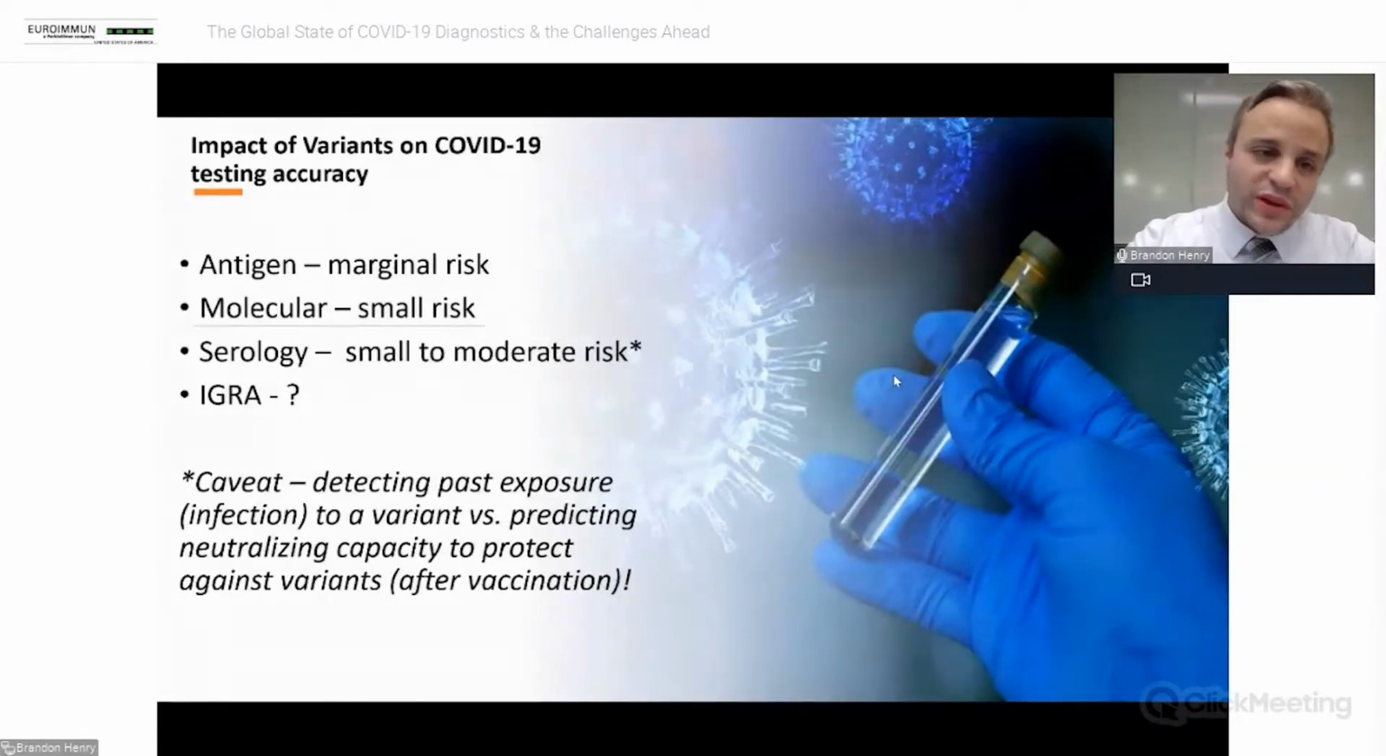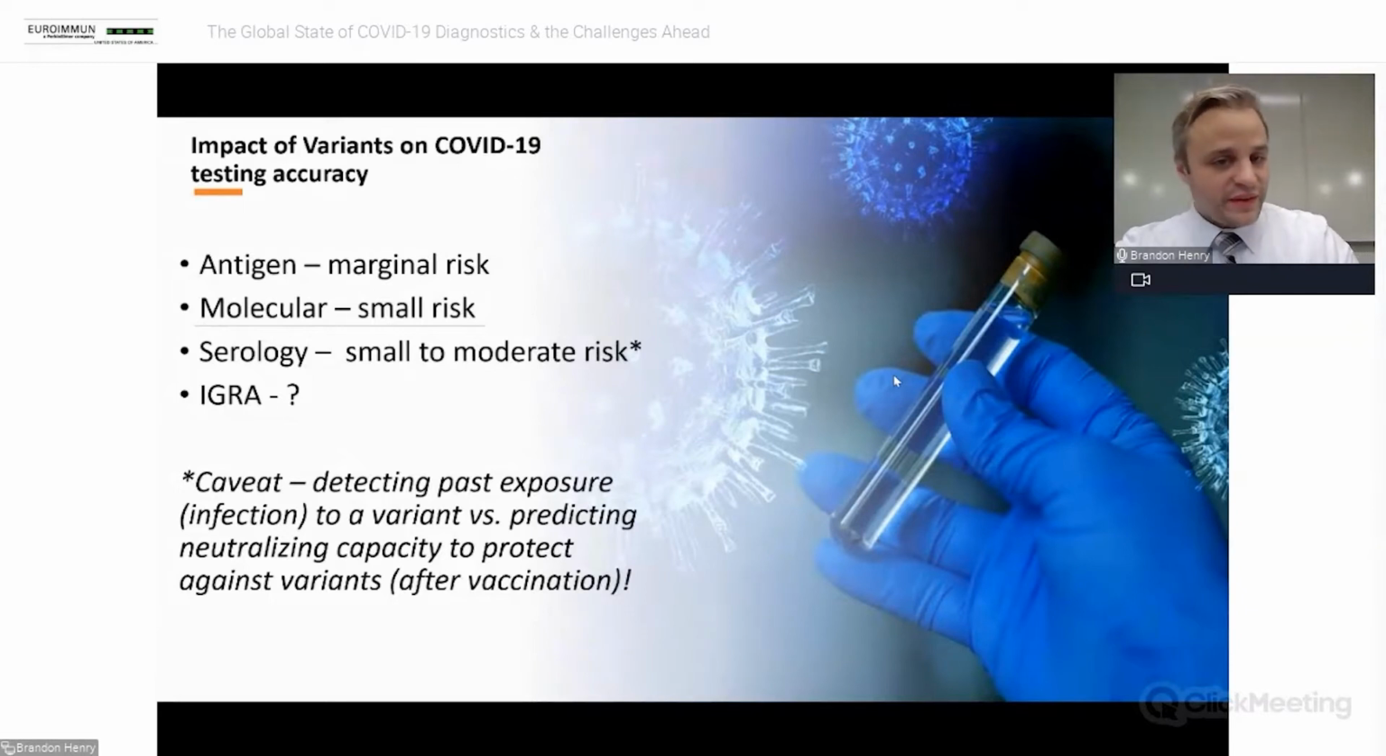Serology is a little bit more complicated, right? And I put small to moderate risk. And I think it really comes down to, how are we using serology? Are we using it to detect past exposure to an infection with a variant, in which case, there's probably a smaller risk, or are we trying to use serology really to predict neutralizing capacity to protect against the variants, for example, in someone who's vaccinated? And I think that gets a little bit more complicated. That's a little bit more tricky. And we'll talk a little bit more about that.